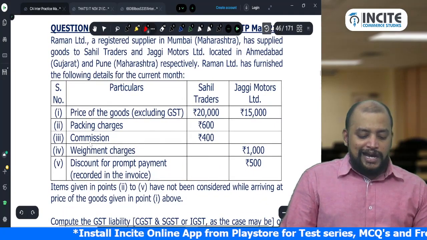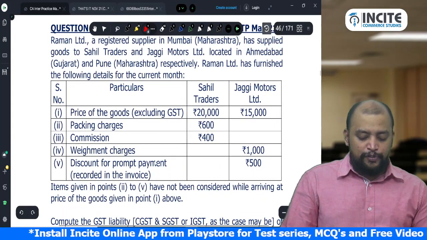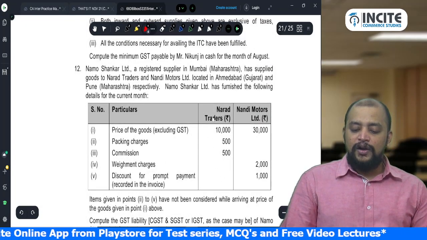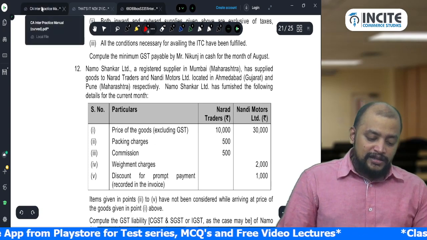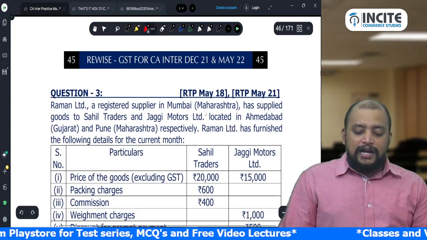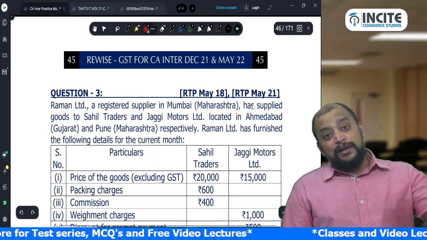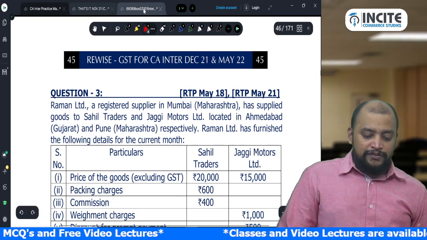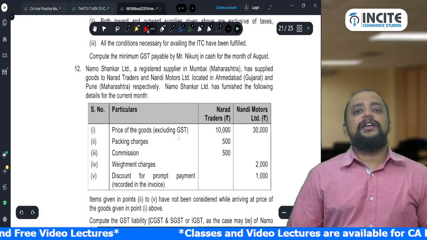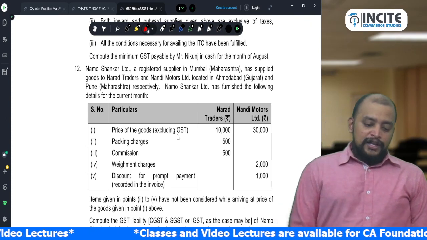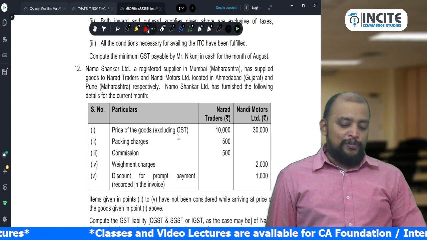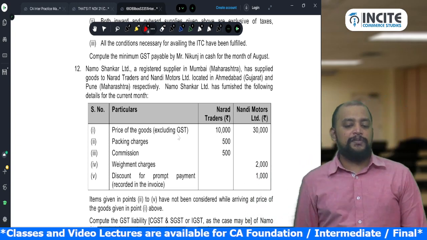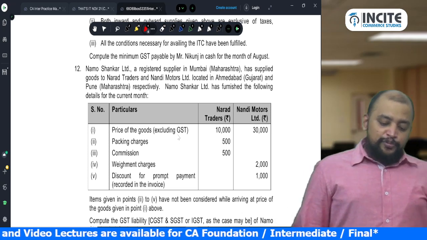Price, packing charges, commission, weightment charges, discount for prompt payment received. So it's the same way the question is. Only the heading they have changed. And this question is RTP May 18. Then RTP May 21, already they gave. Then again in RTP November 21 also they gave this. You understood? Namo Shankar Limited, a registered supplier in Mumbai, Maharashtra, has supplied goods to Narad Traders and Nandi Motors Limited located in Ahmedabad, Gujarat and Pune respectively.